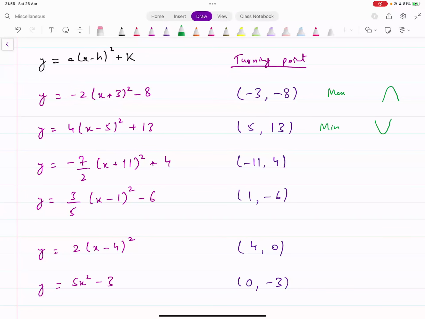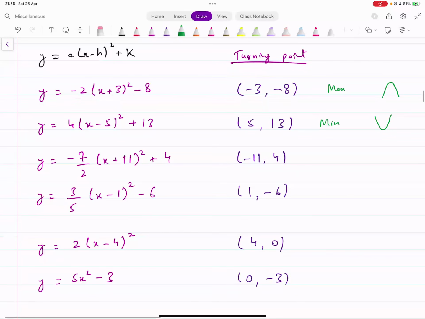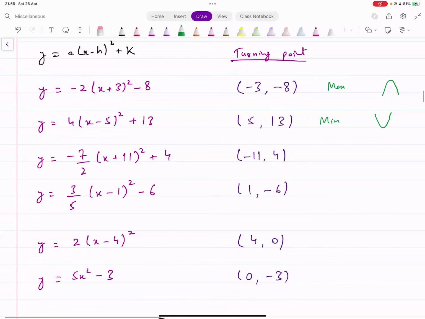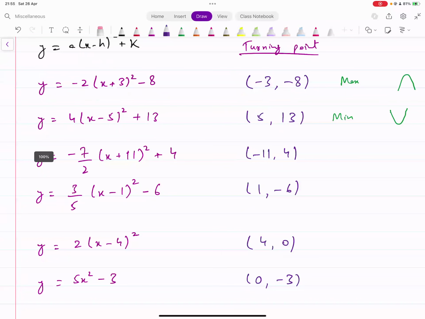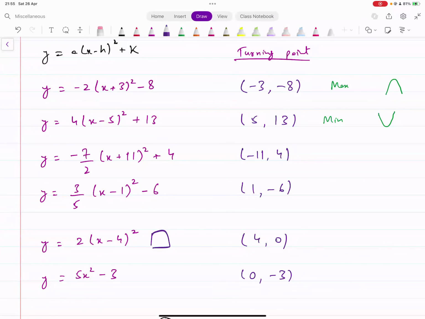If it's positive, it's going to be a minimum, because the shape is going to be a U-shaped curve like this. Now, sometimes you'll end up getting something like this: 2 into x minus 4 whole squared. What about this? What's the turning point of this? There's no number outside. Since there's no number outside, we assume that that's 0. So the x coordinate is 4 and the y coordinate is 0.